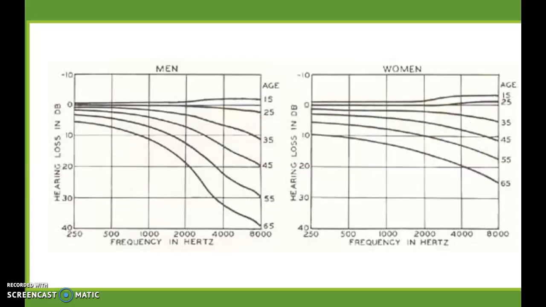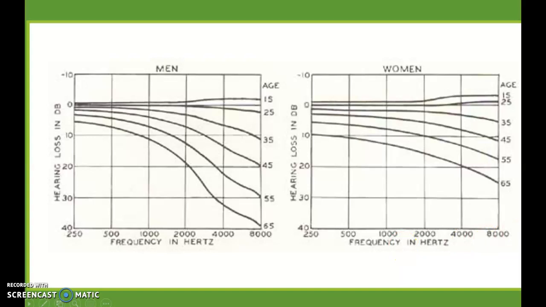Also notice the ages here. Age is on the side for men, 15 to 65. Notice that it drops dramatically. What we can hear, that's in men, that's in women. So as you see here, the women tend to hear things better. So yes, it is true that women hear better. You can see right here on the graph. Hearing loss in decibels is on this side here, and this is the frequency in hertz.